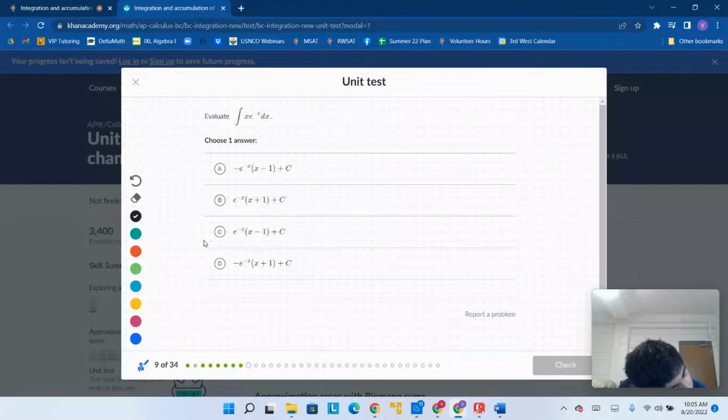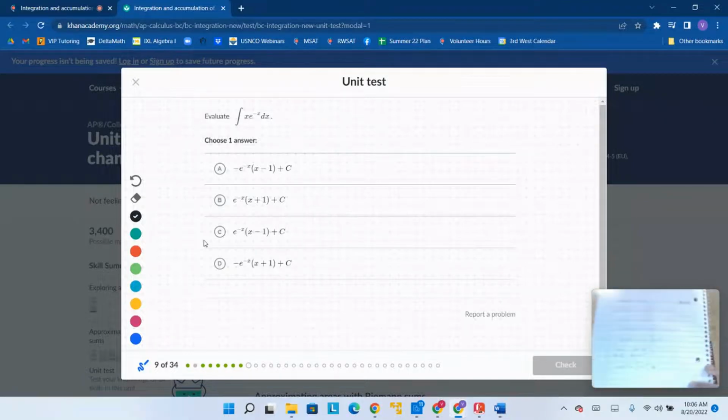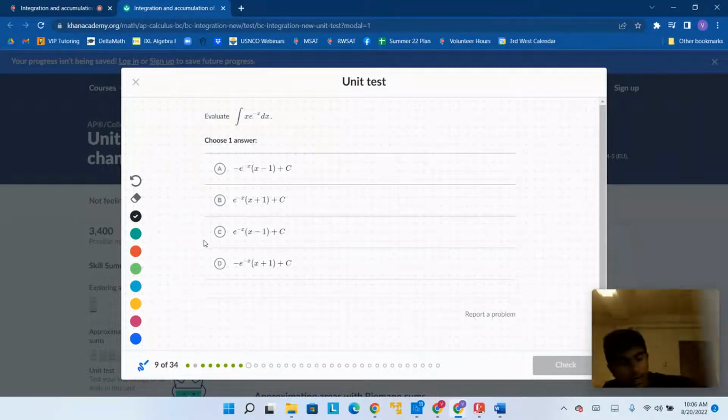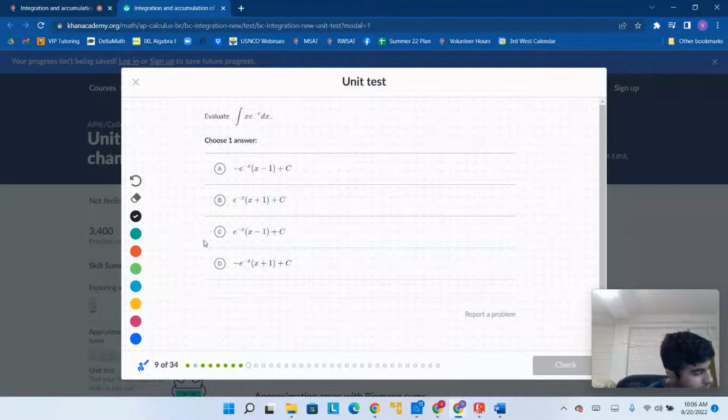So now we just take uv. v is x, u is negative e to the negative x. That's going to be negative x e to the negative x minus the integral of u, negative e to the negative x, times dv, which is 1. This is what we got right now. Now the integral of negative e to the negative x is going to be e to the negative x. So we end up with negative x e to the negative x minus that integral, which is going to be e to the negative x.